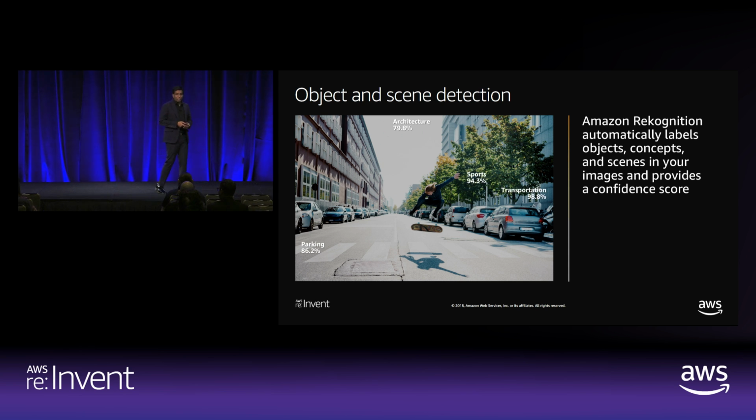We are also able to find concepts and scenes. It seems like there is a lot of architectural pattern in this image. It seems like there is some sporting activity happening here because this person is doing a skateboard. That there is parking in this scene somewhere. And because of the automotive, we also believe there's something related to transportation in this image.